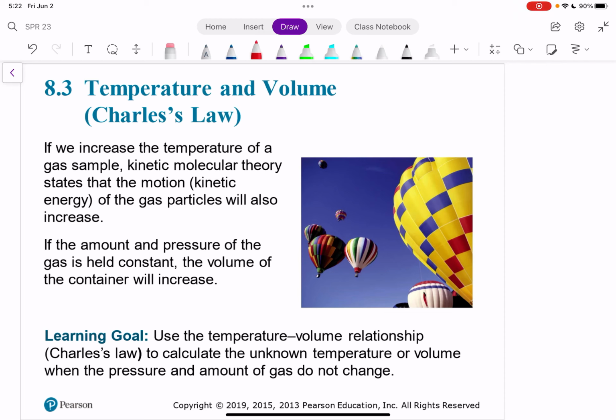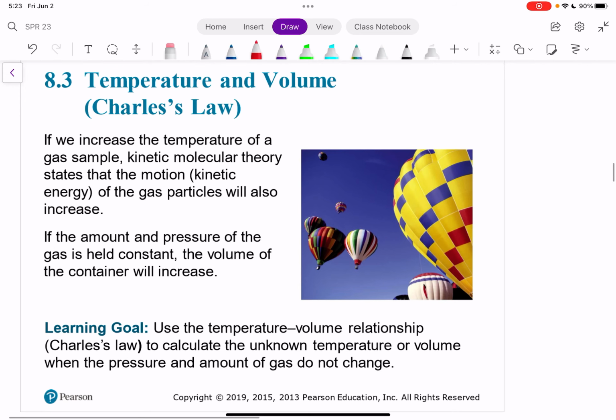So if we heat up our sample of gas, those gas particles are going to start moving really fast. We're giving them kinetic energy, energy of motion, and they're going to start colliding with each other and with the sides of the container. So if the amount and the pressure of the gas is held constant, Charles' law says that the volume of the container will increase as we increase that temperature.